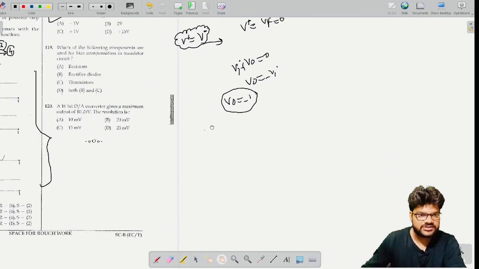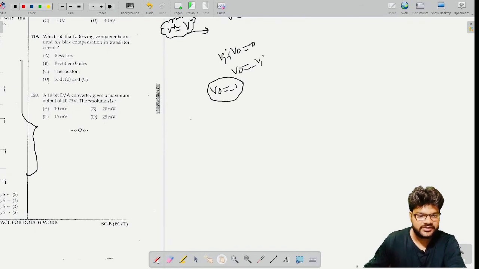Now let's go to next question number 119. The question is, which of the following components are used for bias compensation in transistor circuit? So actually this is from a compensation technique topic. So this is not in GATE syllabus, so we won't be dealing with this. Now let's go to next and last question.